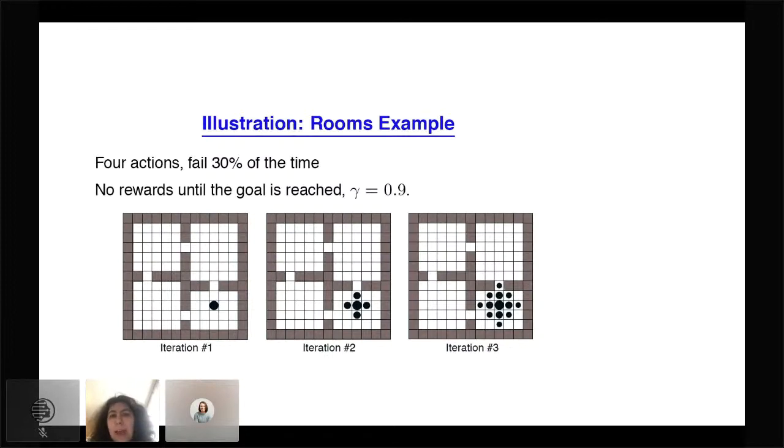And we're going to have a discount here because we want the agent to be encouraged to reach a particular goal state as soon as possible. And the goal state is marked with this big black dot. And so the agent doesn't receive any rewards. Reward is all zero until it enters the goal state, at which point it receives a reward of one. Its current episode terminates, and then the agent is plunked back in some random state in the environment and has to find its way to the goal again.